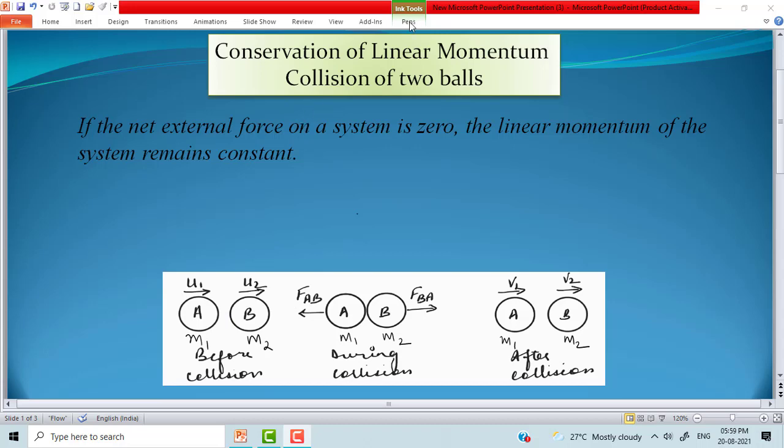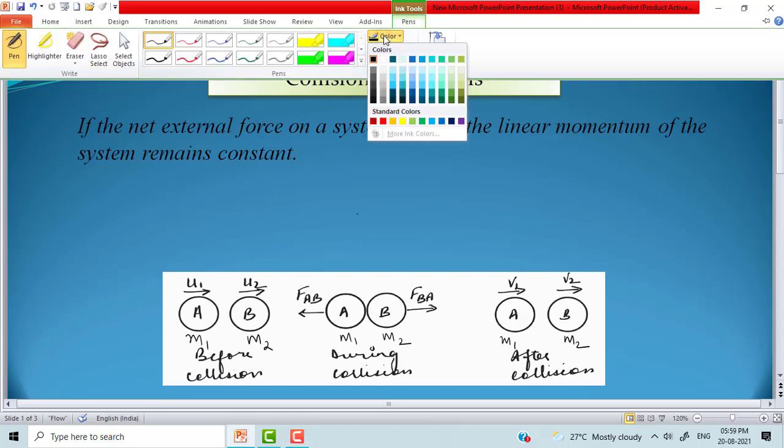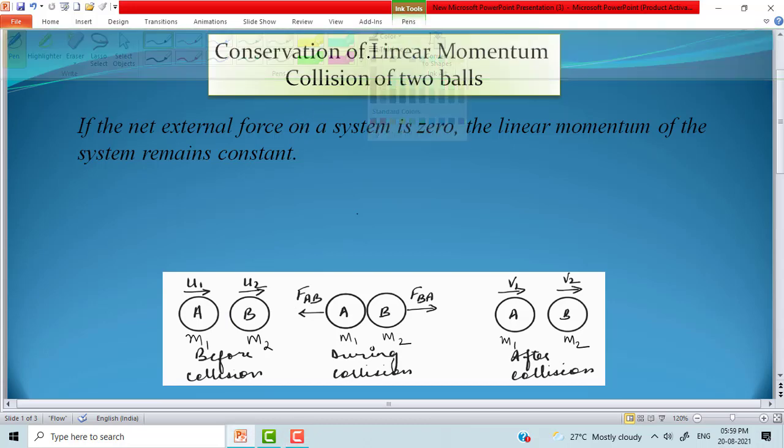And we consider u1 is more than u2. Here, A moves faster than B. So, A will hit B. This is the collision. A hits B and B pushes it back.